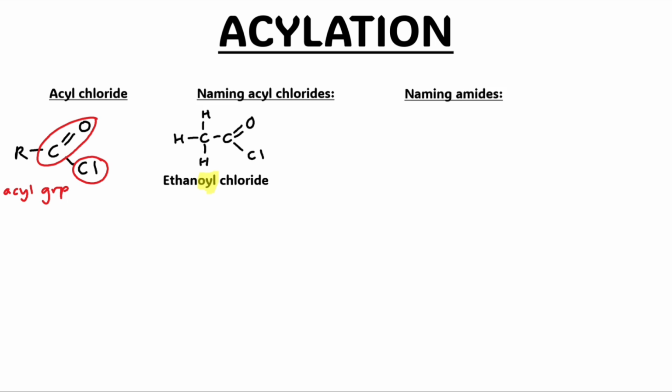And we need to know how to name amides and the structure of amides. So amides have a C double bond O but with an NH2 at the end. The same as an acyl chloride, but without a chlorine, just an NH2. And this name would be ethanamide because there's 2 carbon atoms and there's a C double bond O with an NH2, so ethanamide.